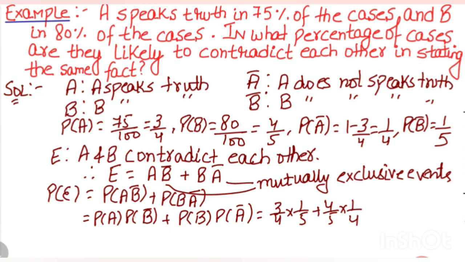Why have I multiplied these individual probabilities? Because A and B are independent events. Speaking truth of any one does not depend on whether the other one is also speaking truth or not. So on solving this, the answer is 35 by 100. That is, in 35% of the cases they are likely to contradict each other in stating the same fact.